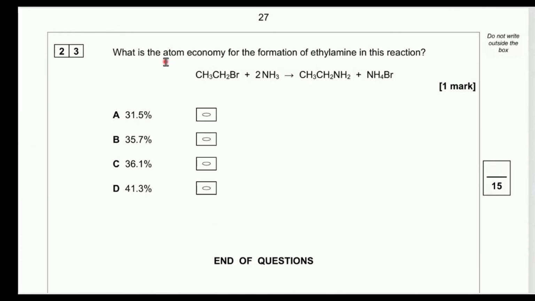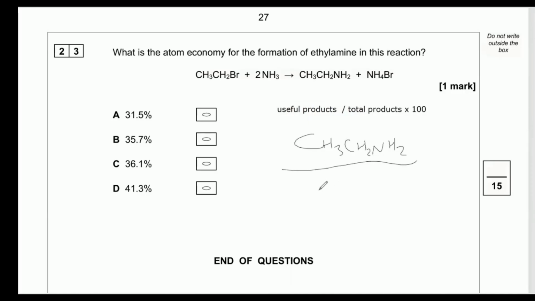Right. Last question in the paper, 23. What is the atom economy for the formation of ethylamine in this reaction? So remember, for atom economy, you want the useful product over the total products' mass. If there are coefficients, like 2s and 3s in front of these molecules, you do need to include them. So it's not just as simple as using the Mrs. You do have to include the total mass. But there aren't any here, so we don't need to worry about that.